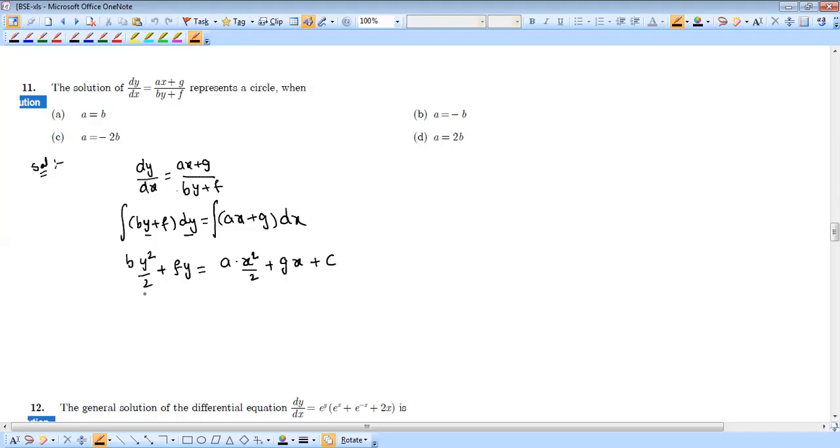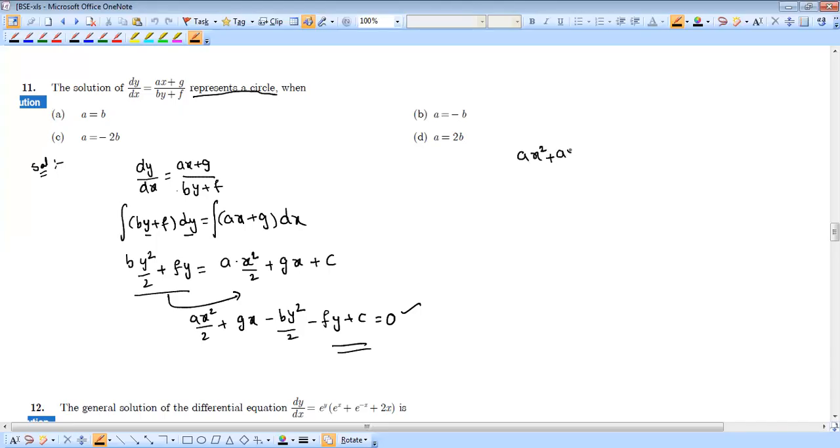Now you carry these terms to the other side, then it becomes ax square by 2 plus gx minus by square by 2 minus fy plus c is equal to 0. When the solution represents a circle, it means this solution which we got represents a circle. Remember, the general form of a circle, if you take it like this, is ax squared, ay squared, 2gx, 2fy plus c is equal to 0.